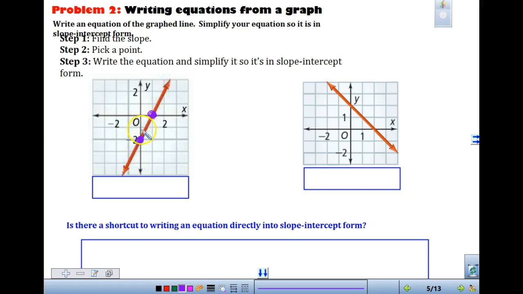This one, not so easy, right? Because I'm not sure if it's over a half or over a third. So I want to pick easy points. Do the same thing on the other one, and please write to the side of each of these, tell me m equals. Remember, m is our movement. It is our slope. It is a ratio of numbers.